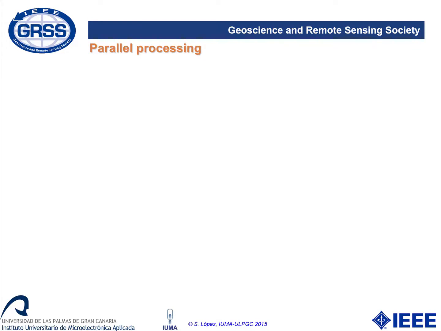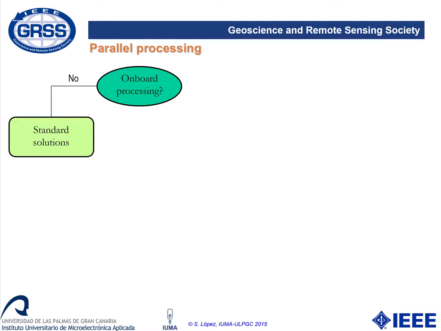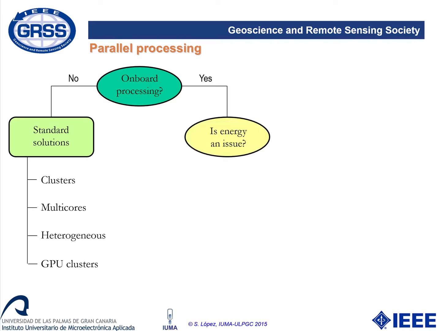So maybe you're asking yourself right now, which is the best solution for you for a particular case. So I would say that the first question that you will need to answer is whether you need onboard processing. If you don't need onboard processing, you can definitely go to standard solutions, like those composed of clusters, multi-cores, GPU clusters, and some others. If you do need an onboard processing solution, then maybe you will have to ask yourself a second question, which is: is energy an issue for me in my application?